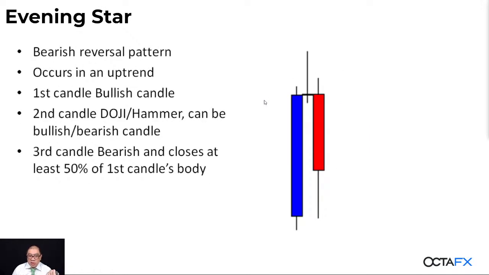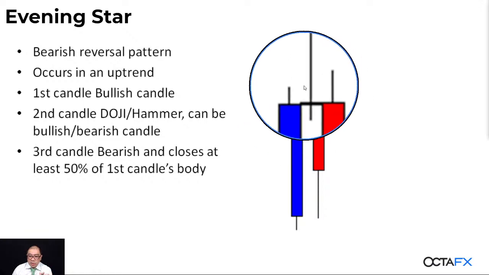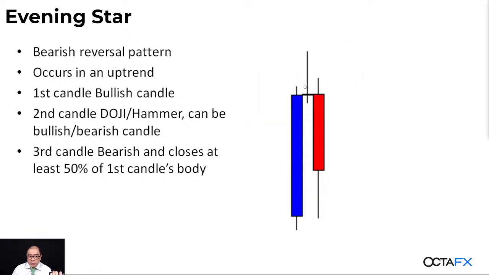Evening star is the opposite. I'm going to show you the example here with the doji up there. It is a bearish reversal pattern. I'm going to show you some charts to give you an example of what's going on here in a minute. It only occurs in an uptrend. Just now it was a downtrend. This is only in an uptrend. If this shows up in an uptrend, then we call this an evening star.